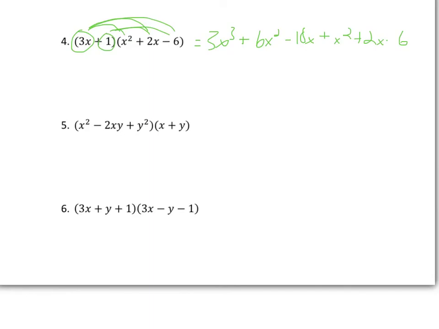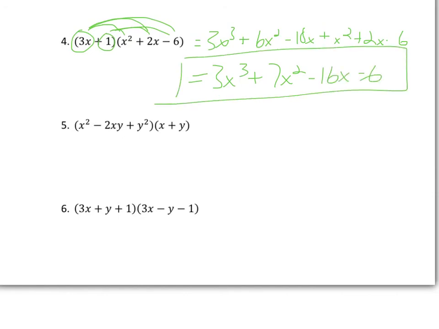All right, then you have to combine anything you can. The 3x squared you can't do anything with, or 3x cubed, I apologize. 6x squared plus x squared is 7x squared. We're going to have minus 16x minus 6. So you're left with 4 terms here. So it's a polynomial with 4 terms.